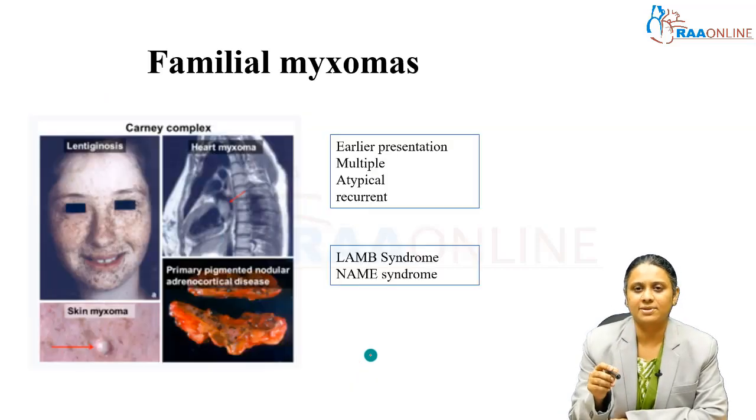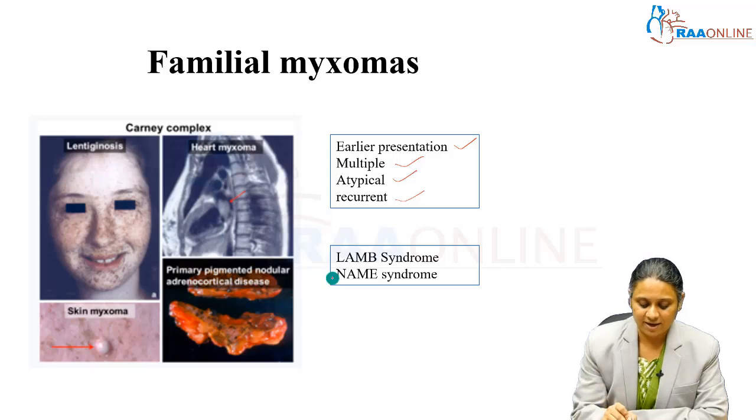So, these are examples of familial myxoma. They have a combination of myxomas presenting early, multiple atypical sites and recurrence frequently. They can be associated with lentigines or ephelides.